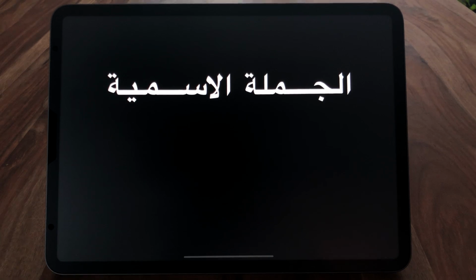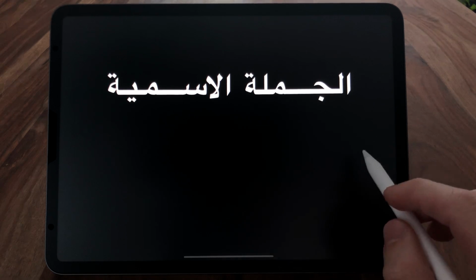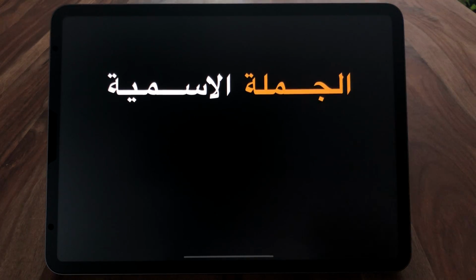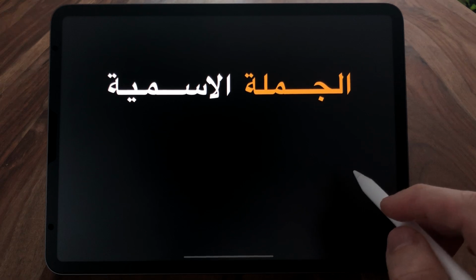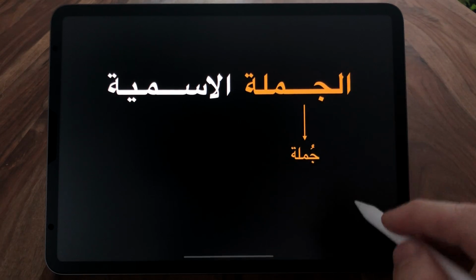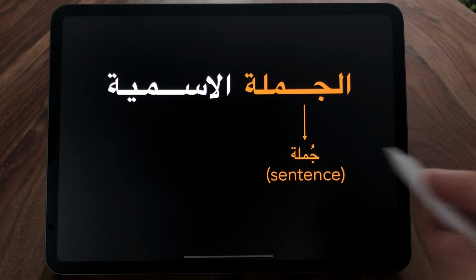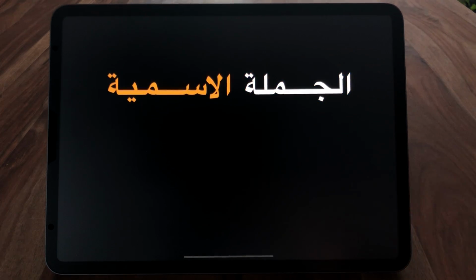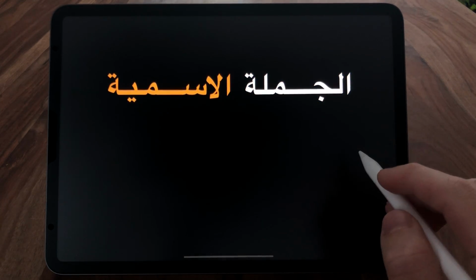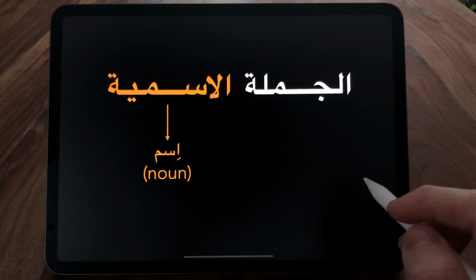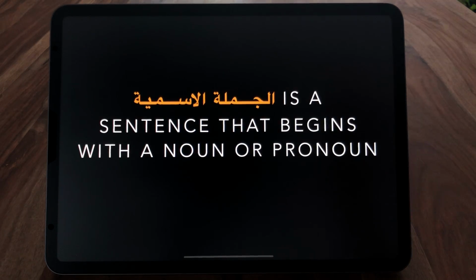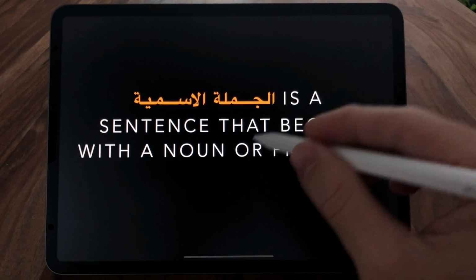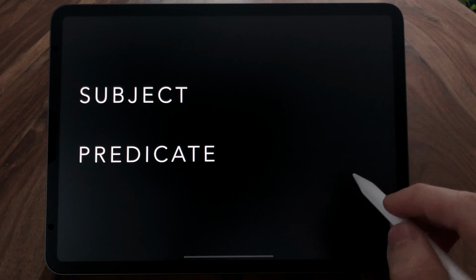We're going to be using this term a lot, al-jumla al-ismiya, so it'll help to know and understand its root. Can you guess? Al-jumla, the first term, is the definite form of jumle, or sentence. And the second term, al-ismiya, stems from ism, or noun. So al-jumla al-ismiya is any sentence that begins with a noun or a pronoun.